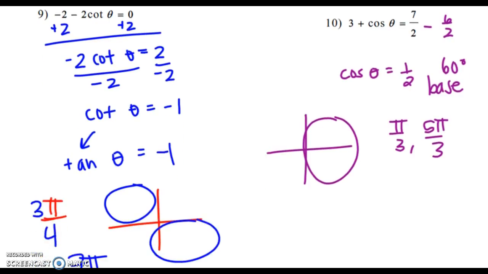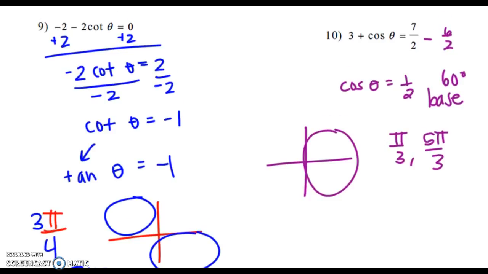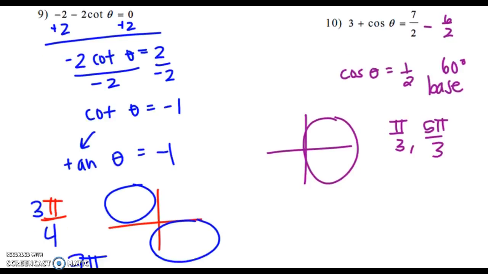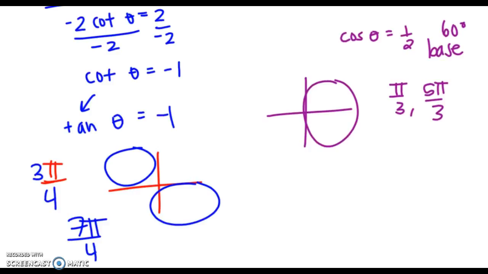Number 9, add 2 to each side, then divide by negative 2. Cotangent of theta is equal to negative 1, which means tangent of theta is equal to negative 1. So tangent is negative in the 2nd and the 4th quadrant. 1 would be a 45-degree reference angle.